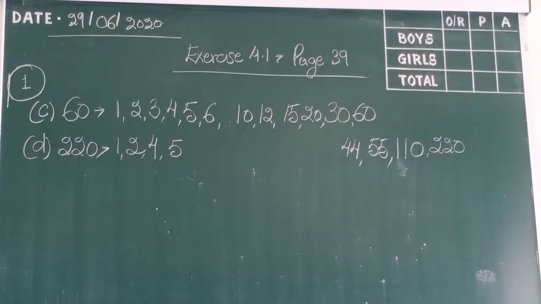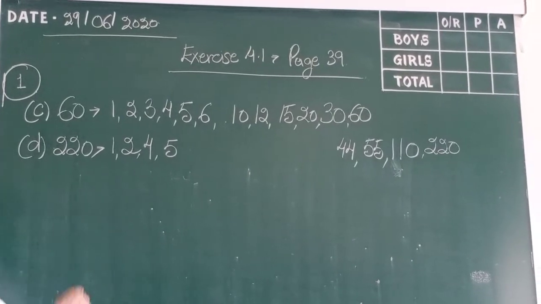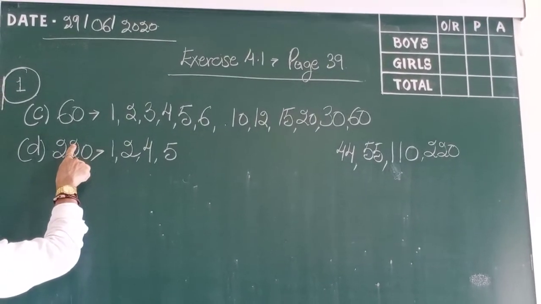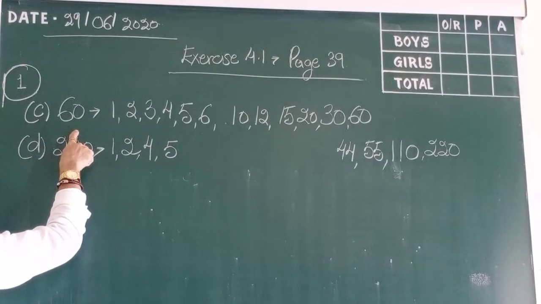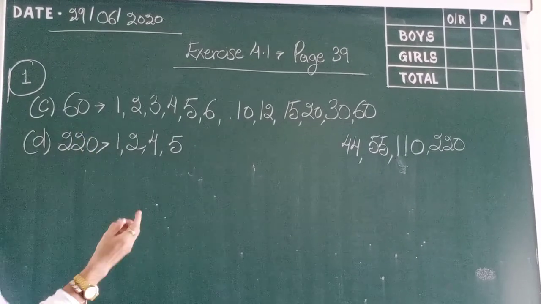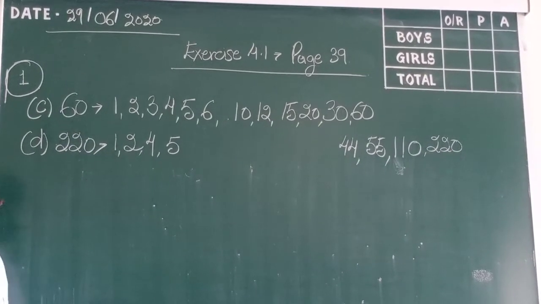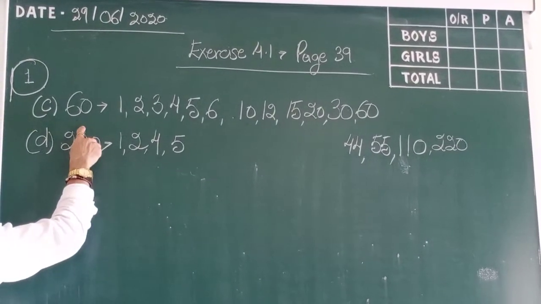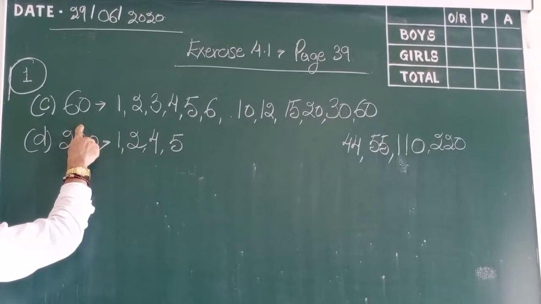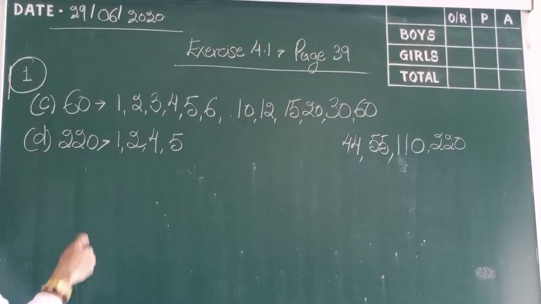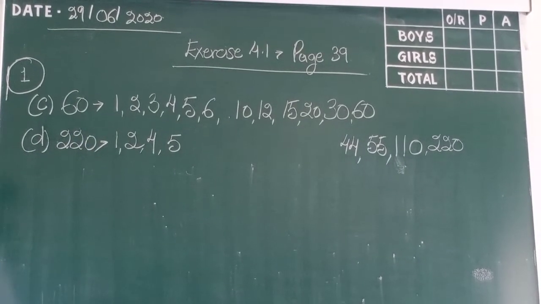Does 6 divide? 6 threes are 18, carry 1, 4, 40. 40 doesn't come in 6 times 0. 7 threes are 21, and carry 1, 10. Again, it's not divisible by 7.